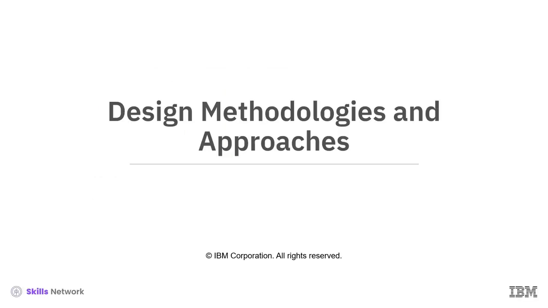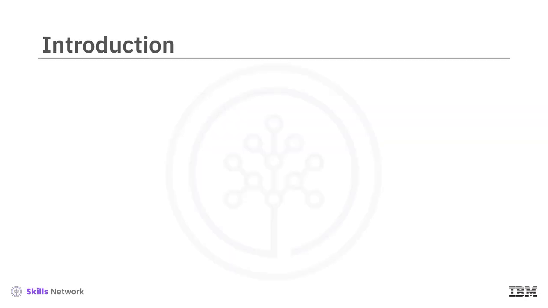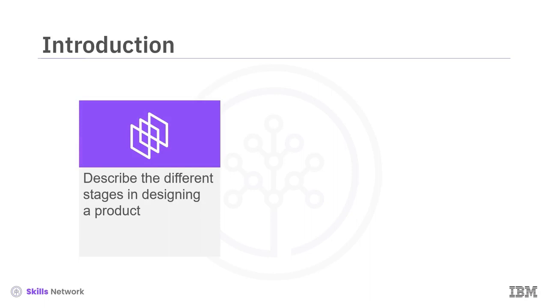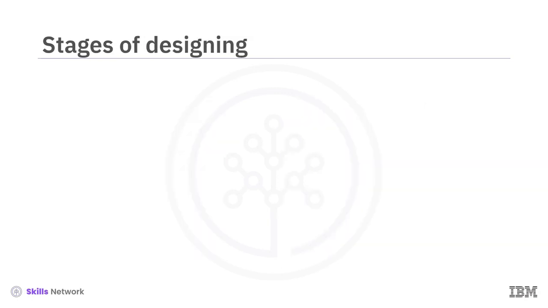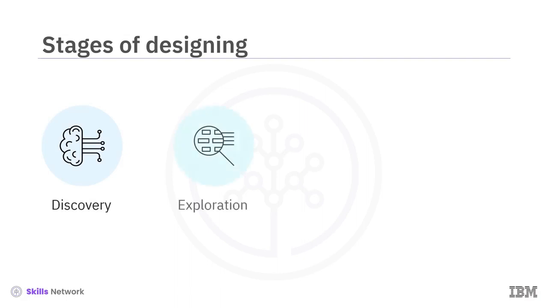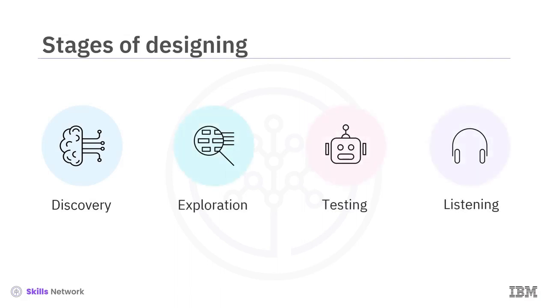Welcome to Design Methodologies and Approaches. After watching this video, you will be able to describe the different stages in designing a product. Explain the methods and approach designers adopt at each stage. There are 4 stages of designing a product. These include discovery, exploration, testing, and listening. Let's talk about each stage in detail.